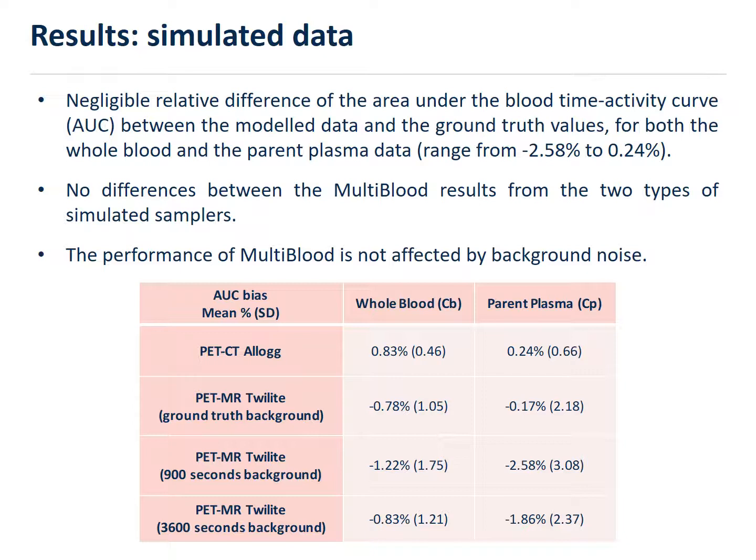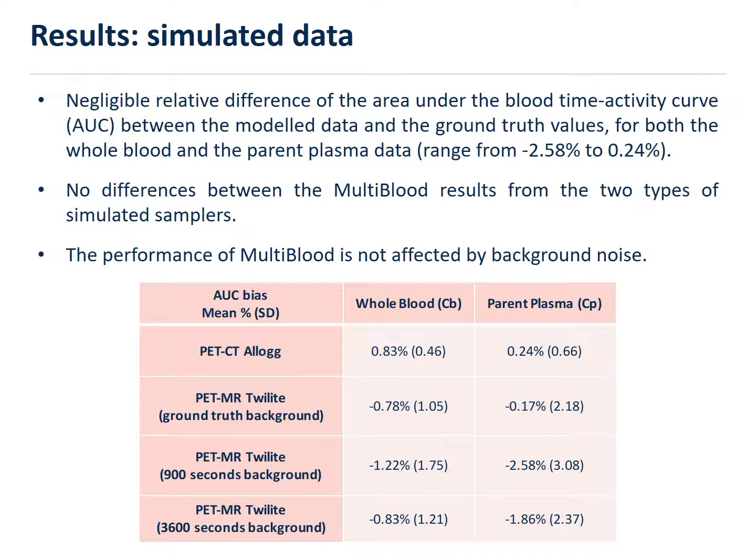In the simulations, we compared the model data with the ground truth values by using the percentage bias of the area under the blood time activity curve as a performance index. The peak of the blood arterial input function, defined by the first minutes of acquisition, and the tail of the blood arterial input function, from 5 to 90 minutes, were also analyzed separately, as they represent the most sensitive parts of the curve for the blood modeling.